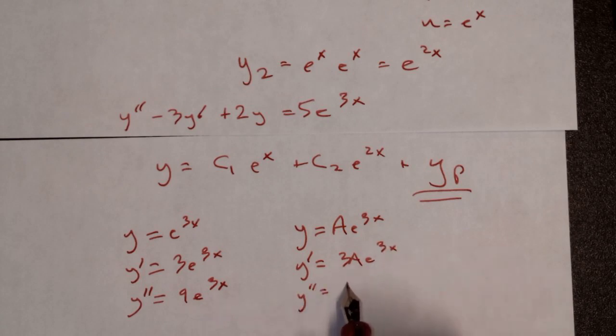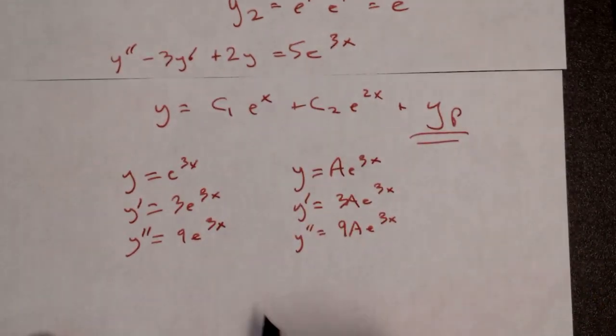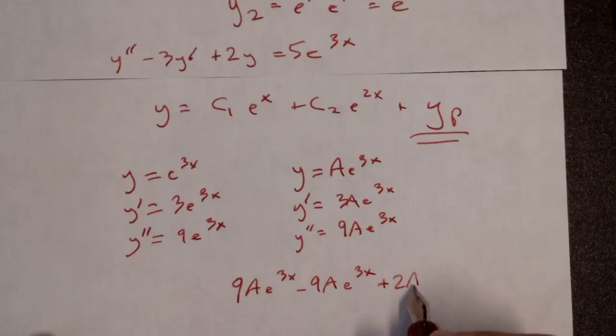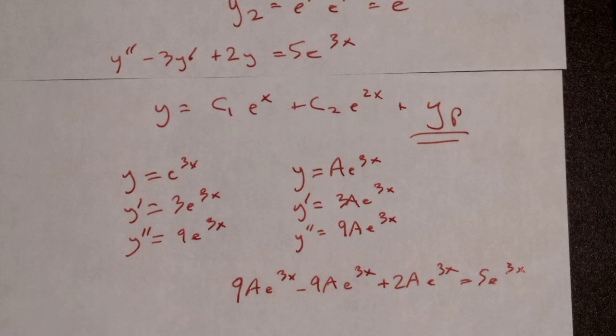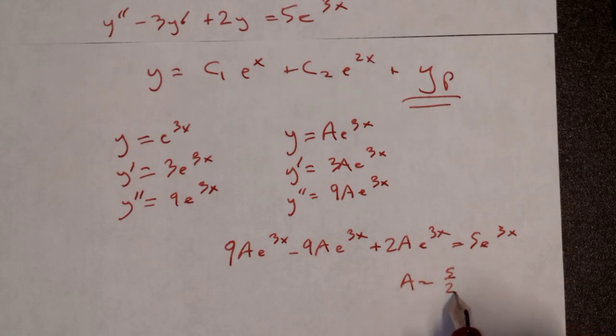and I'd have 9a e to the 3x. And if I put those in, I'd have 9a e to the 3x minus 9a e to the 3x plus 2a e to the 3x equals 5e to the 3x. What's the value of a that makes that work? Aha! So I think yp should be 5 over 2 e to the 3x.